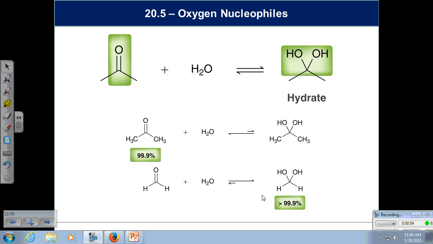And if you mix water with acetone, it turns out that very little of the hydrate gets formed. But if you mix formaldehyde with water, pretty much exclusively that becomes the hydrate. That can be a problem in biology because the solvent is water, and that can be a problem if you're taking NMR spectra where maybe the sample is wet. So be aware of what's going on here.